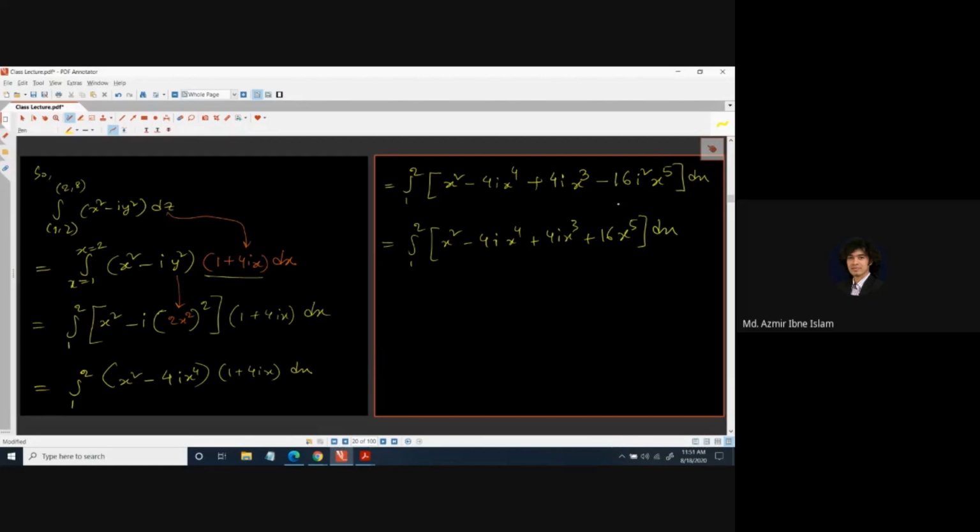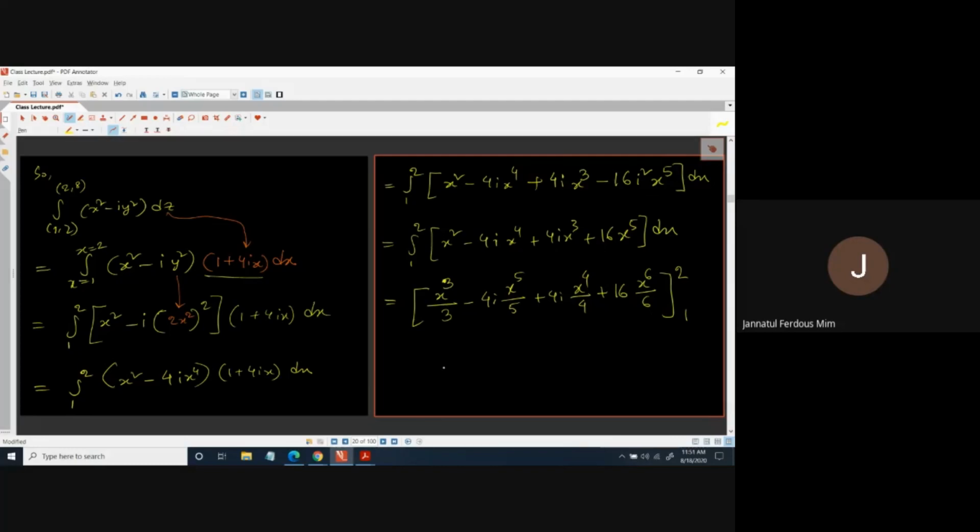So now we can integrate because we have separated all these things and we now have summation and subtraction terms: negative, positive, positive. Okay. Now the integration of x squared is x cubed over 3. For 4i x to the power 4, it is x to the power 5 over 5. 4i is constant, x to the power 3 gives x to the power 4 over 4. For 16 x to the power 5, it will be x to the power 6 over 6. I am applying the power rule of integration. Is that okay?